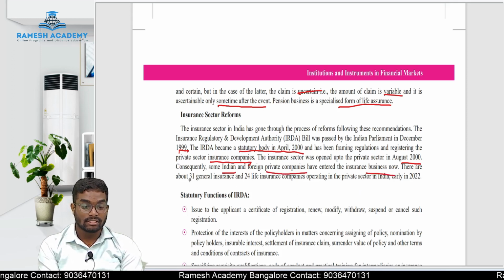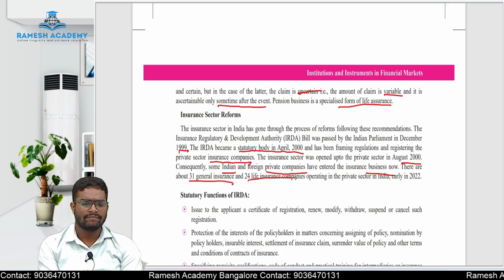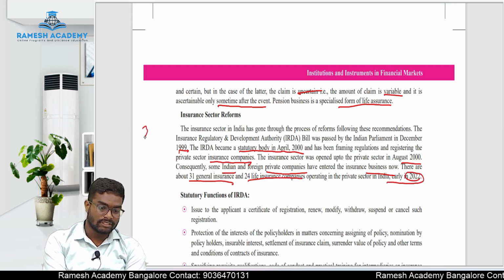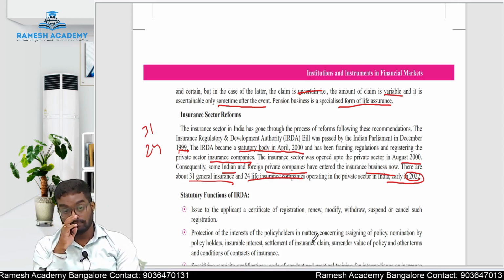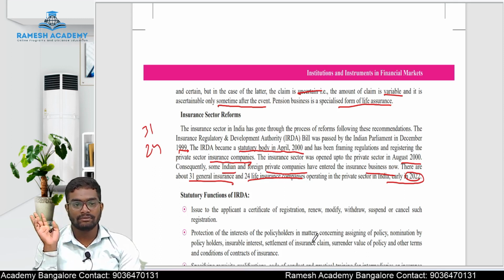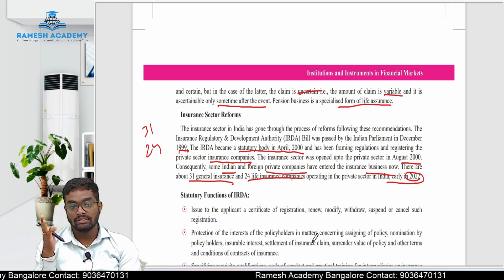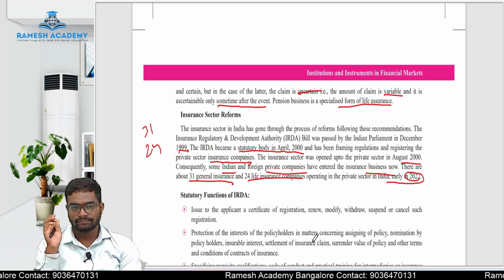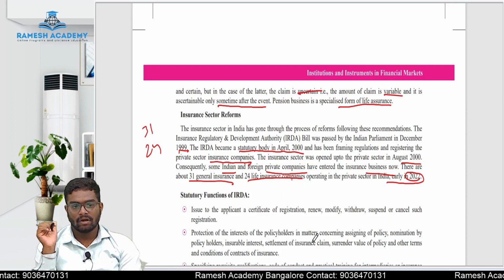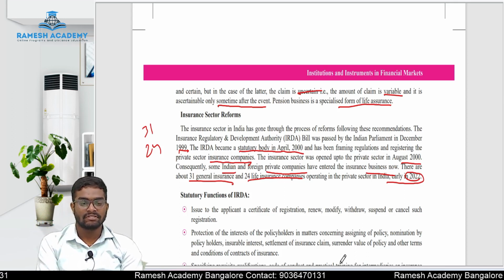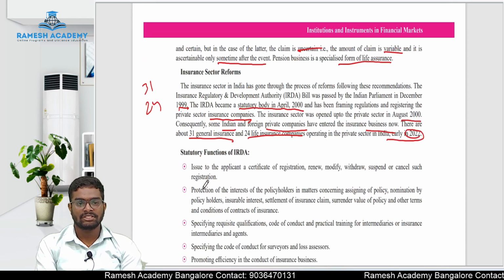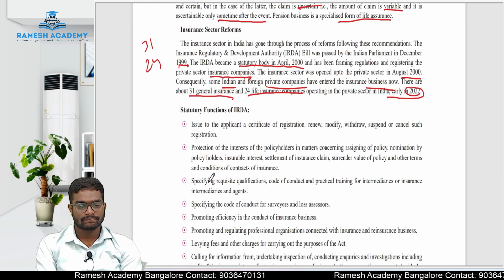There are 31 general insurance and 24 life insurance companies operating in the private sector in India in early 2022. See, 31 general insurance and 24 life insurance companies are there. They might be making a heavy amount in terms of premium, because in general insurance the claim is very minimal, unlike life insurance. That's the reason the income of the life insurance companies will always be more.